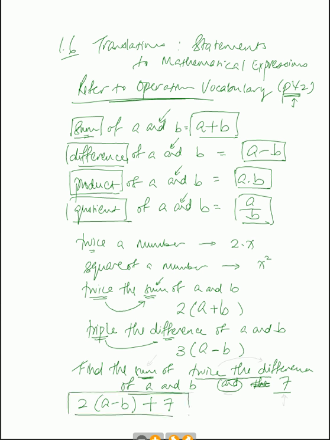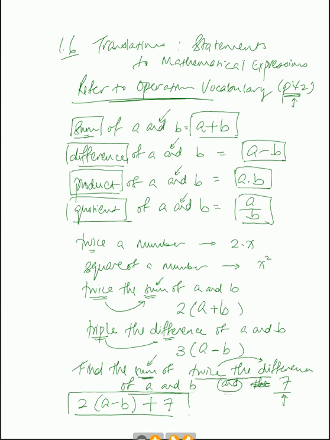So when you are translating word problems, you have to slow down and understand by phrases. Difference means subtraction, and I'm doubling the subtraction, so I subtract and then I double, and then who's on the other side is 7. And how do I know to add it? It's because of this word.